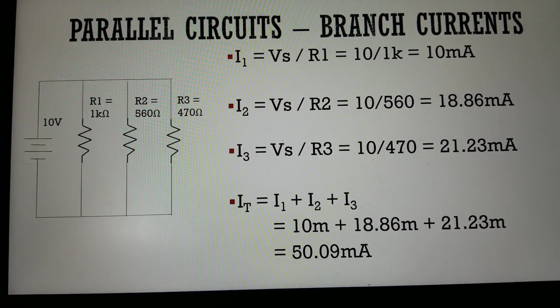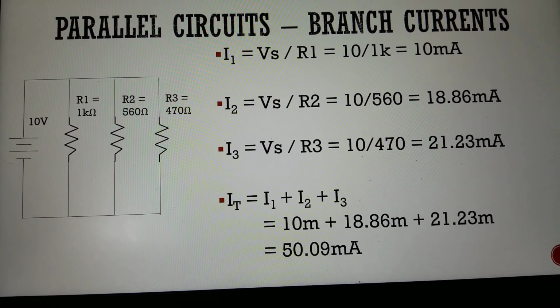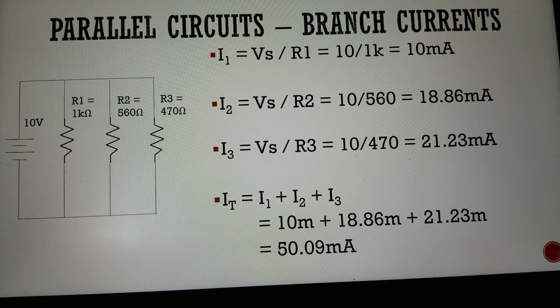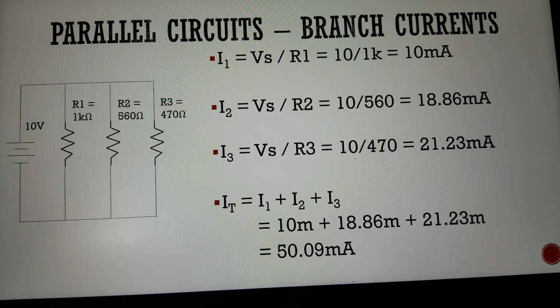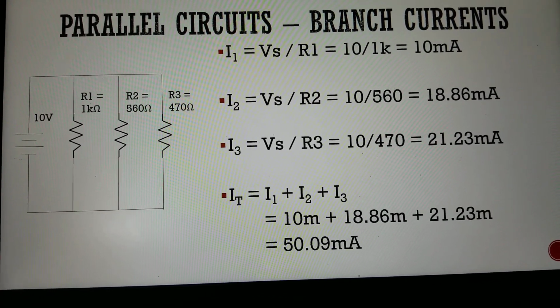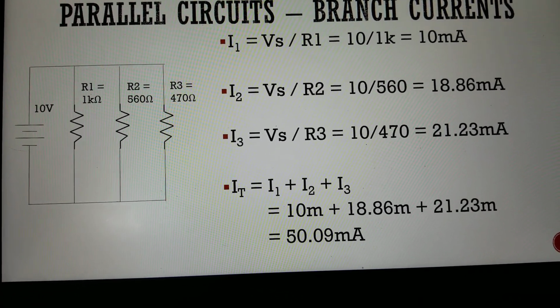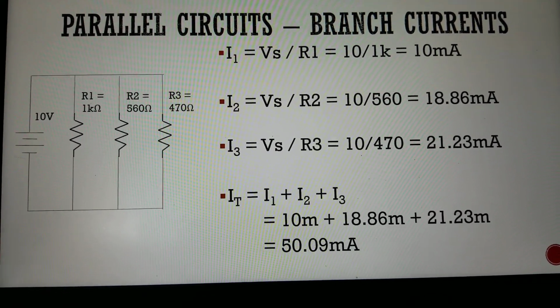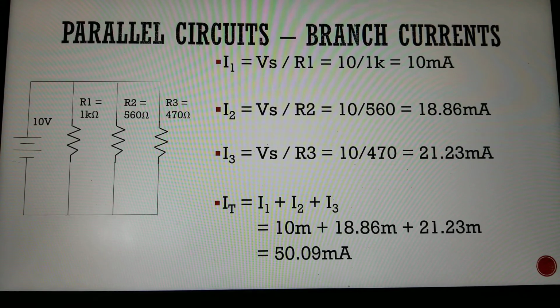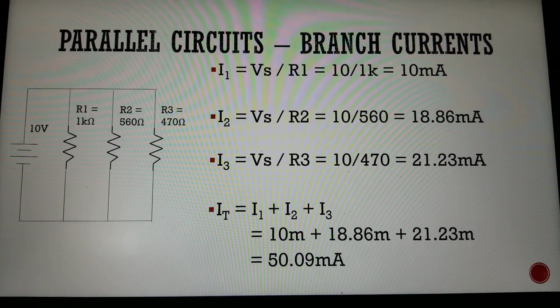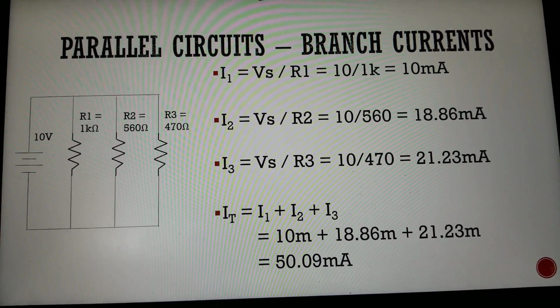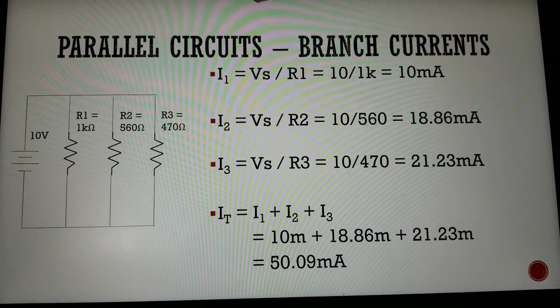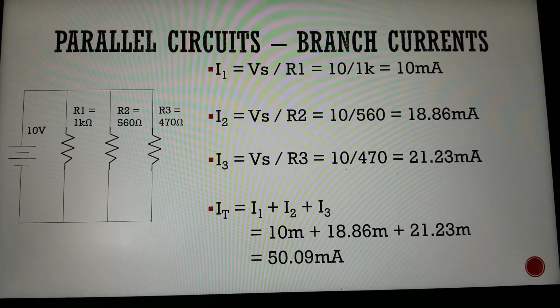If we're given a supply voltage and known resistor values, we can then calculate each of the branch currents using Ohm's law. I equals V over R. Here the voltage is 10 volts and 1K for 10 milliamps. With 560 ohms, we get 18.86 milliamps. And with 470 ohms, we get 21.23 milliamps.